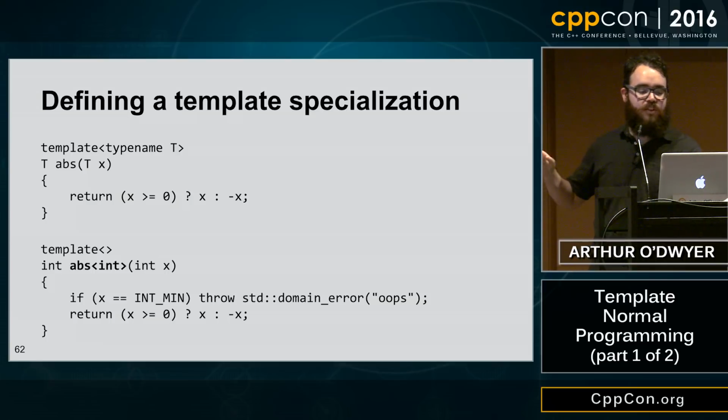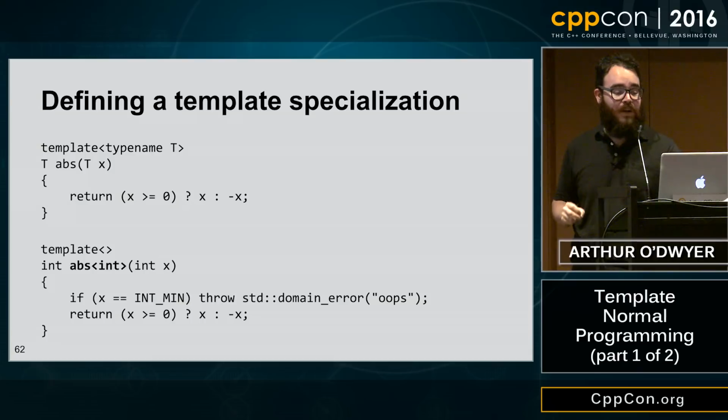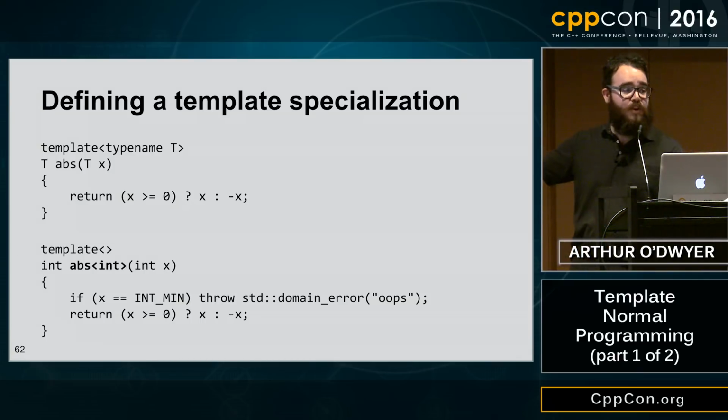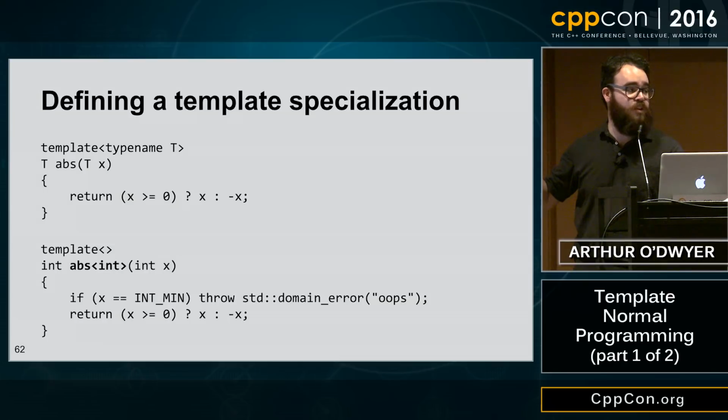So here's my template specialization, which I'm specializing abs of int just because I happen to know about int min. I could do something like this, template, angle bracket. This is a specialization. And then I write it out as if I were calling it. In this case, template type deduction works fine. It knows that x is an int, and therefore t must be int, and it can deduce what t is. T is int. I can even write that. This is what you see most often in practice. But remember, this is just syntactic sugar for the long form.